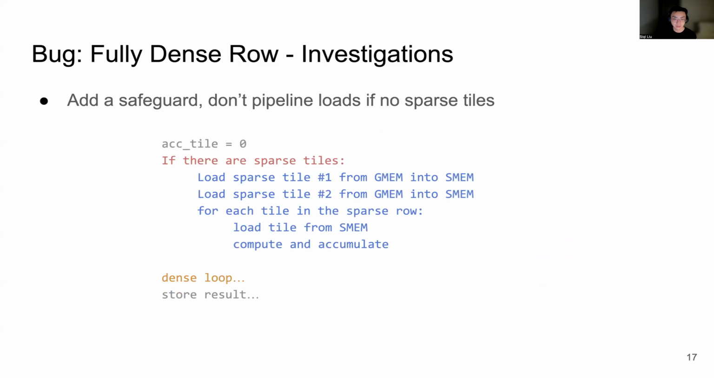So the first thing I wanted to do is pretty much add a safeguard and don't do these pipeline loads if there are no sparse tiles. So it's very simple, just a check to see if there are sparse tiles. If there are, then we will load them. If there aren't, then we don't want to do anything.